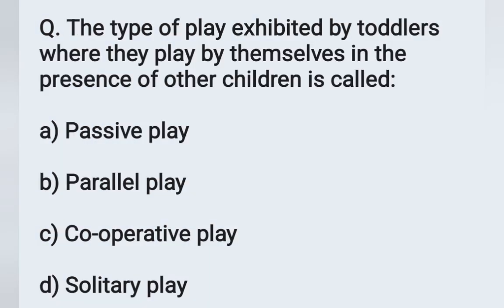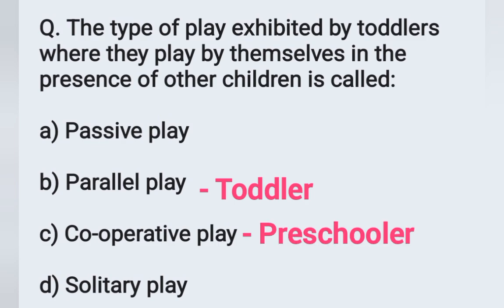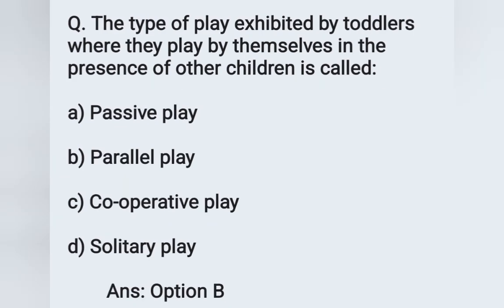And the next question is, the type of play exhibited by toddlers where they play by themselves in the presence of other children is called? Options: option A passive play, option B parallel play, option C cooperative play, option D solitary play. The type of play in infants is solitary play, and in toddlers it is parallel play. In preschoolers, cooperative play, in school age, competitive play, and in adolescence they are playing games and other activities. Okay, here our question is, the type of play exhibited by toddlers is parallel play.